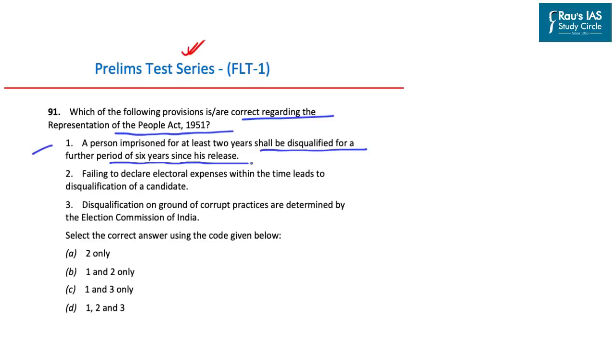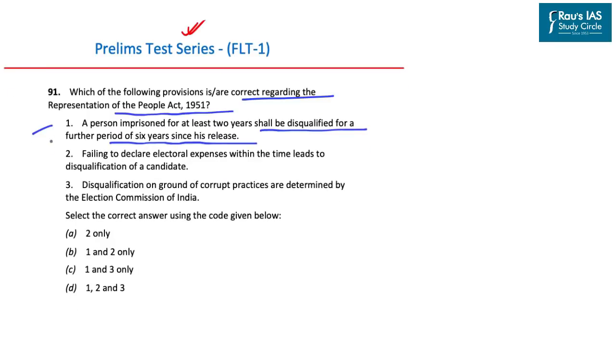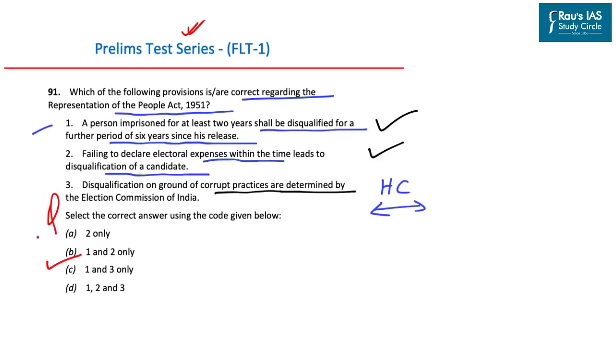Statement 1 said that a person imprisoned for at least 2 years shall be disqualified for a further period of 6 years since his release. Yes, this statement is correct. Second, failing to declare electoral expenses within the time leads to disqualification of a candidate. Now this statement also becomes correct. And third, disqualification on the ground of corrupt practices is determined by the Election Commission of India. No, any election petition is to be determined by the High Court as per Section 80 of the Representation of People Act 1951. So here the question was, select the correct answer using the code given below. So here the correct answer becomes B, that is, 1 and 2 only.